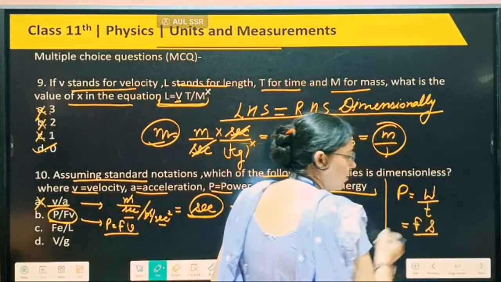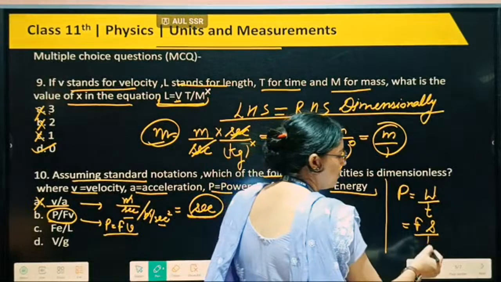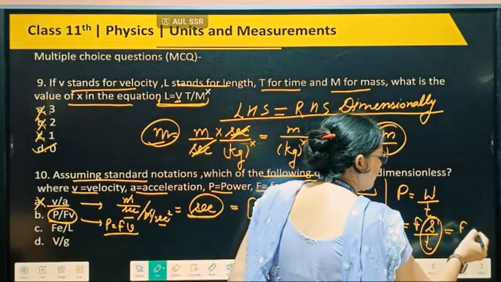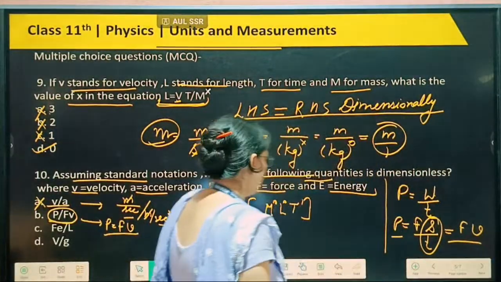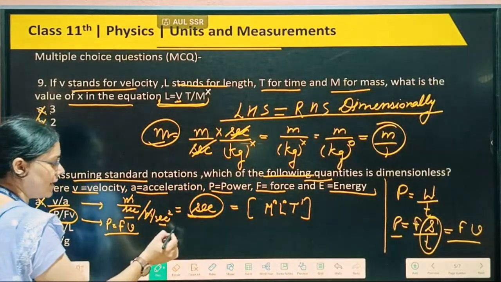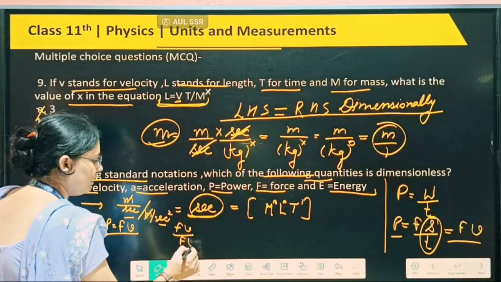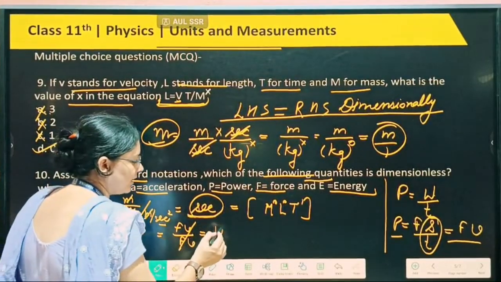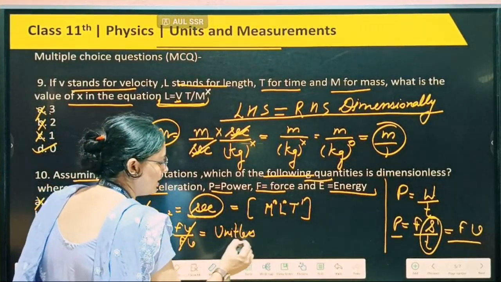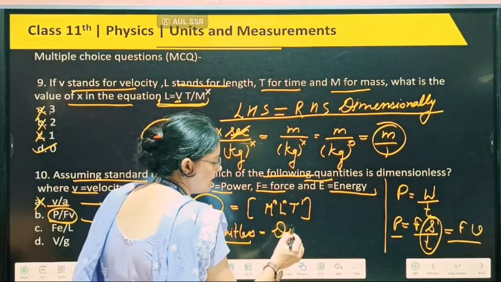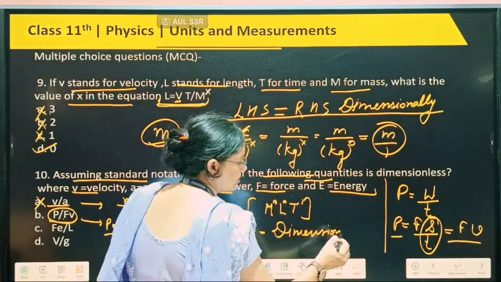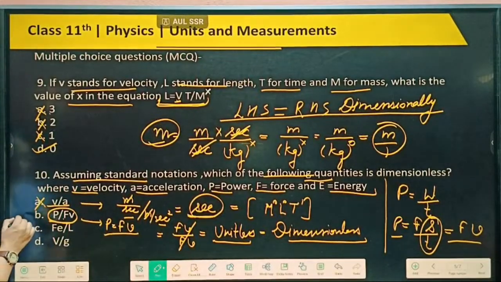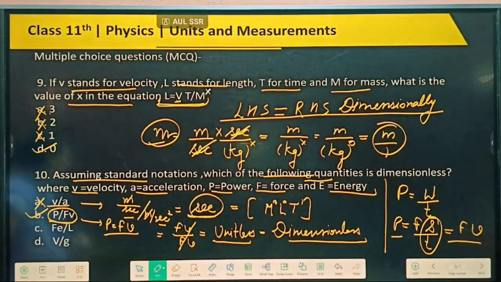Work is force into displacement, divided by time, so displacement by time we can write as velocity. So we can write power equal to force into velocity. So here the upper side is F by V and the downside is also F by V, then the units of upper and lower cancel with each other, giving unitless. If this is unitless, then it should also be dimensionless only. So our B option is the right option, this one is dimensionless.